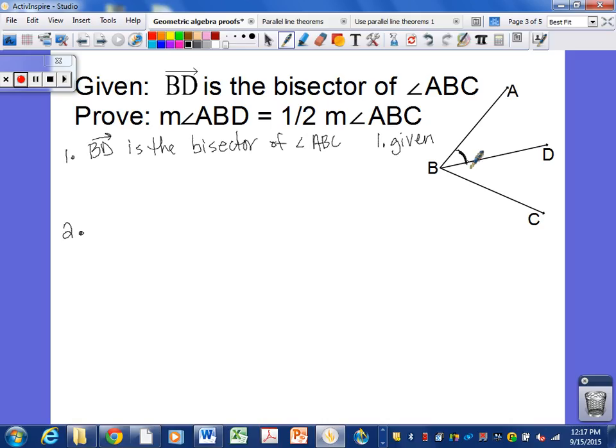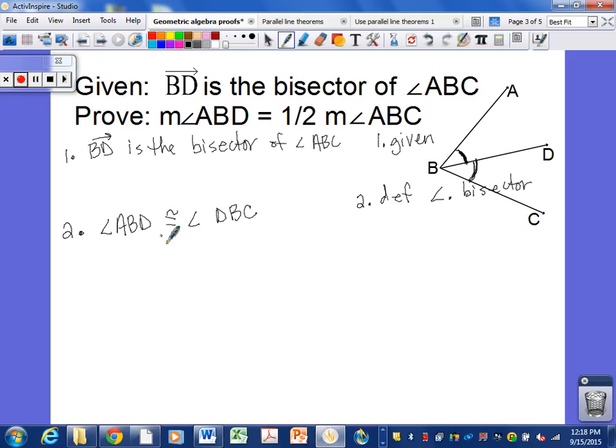Angle, this angle, and this angle. Okay? Angle bisectors mean we have congruent angles. So angle ABD is congruent to angle DBC. Okay? That is by the definition of an angle bisector. So definition of angle bisector. Angle bisectors give us congruent angles. That's what they do. Midpoints give us congruent segments. That's what they do. Okay, if it's doing what it does, that's its definition.